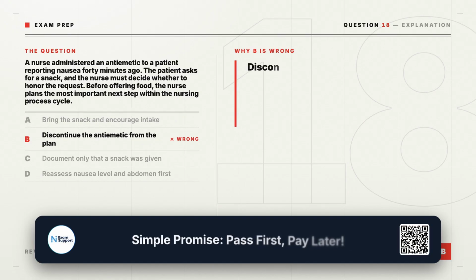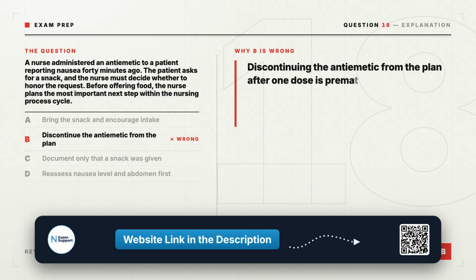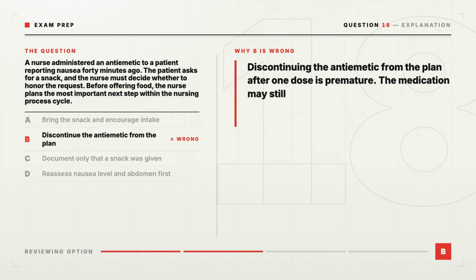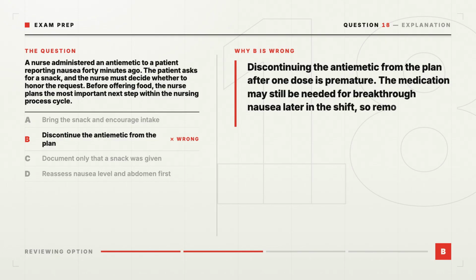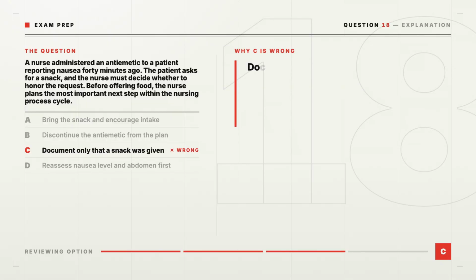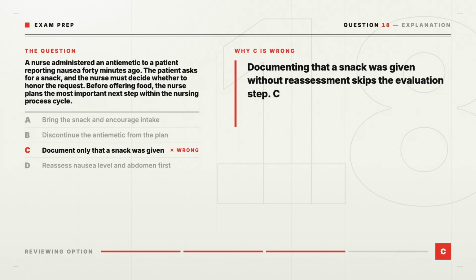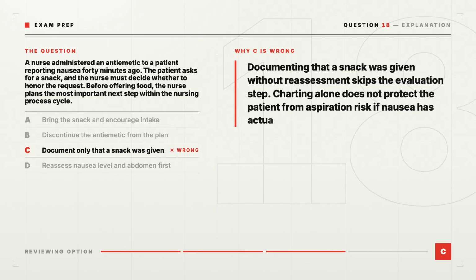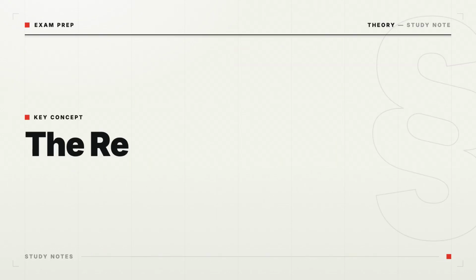B is wrong because discontinuing the antiemetic from the plan after one dose is premature. The medication may still be needed for breakthrough nausea later in the shift, so removing it from the plan jeopardizes ongoing comfort. C is wrong because documenting that a snack was given without reassessment skips the evaluation step. Charting alone does not protect the patient from aspiration risk if nausea has actually worsened despite the recent medication dose.